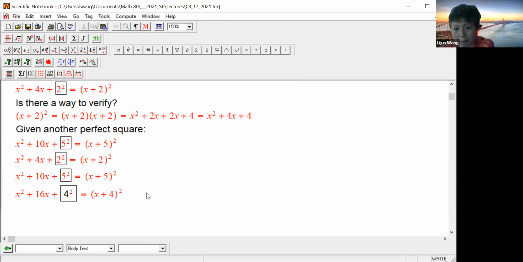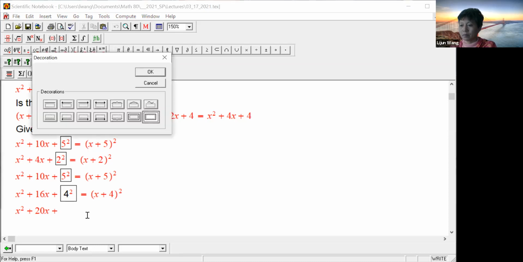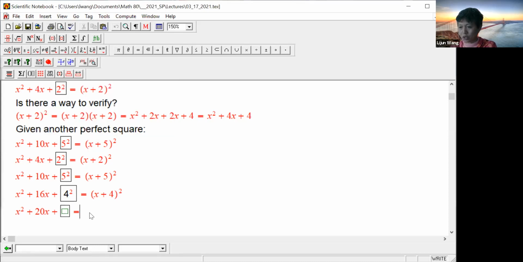Does everybody follow me? Now I'm going to give you a harder question. Okay, very good job. So this time, you're going to make that perfect square for me again. x squared plus 20x. What should be in the blank to make what perfect square?